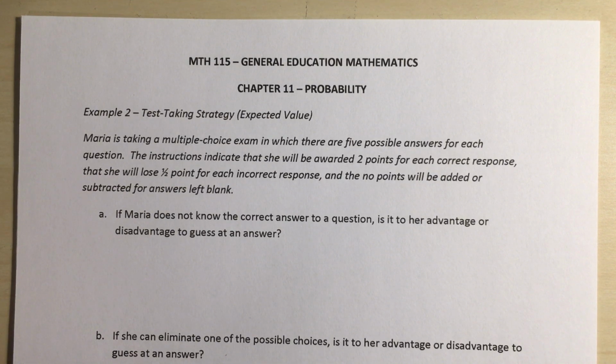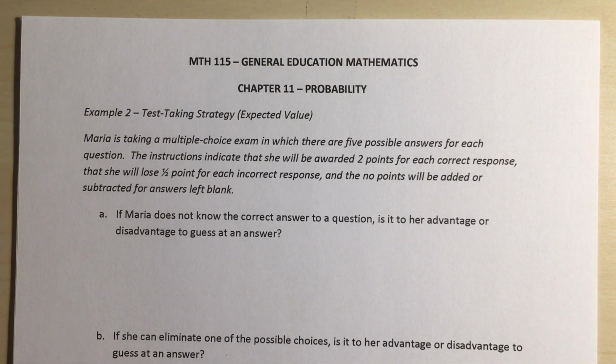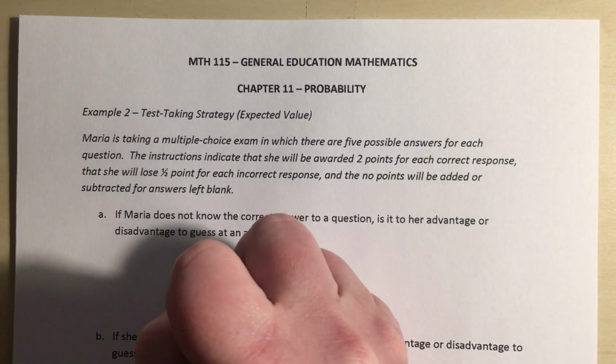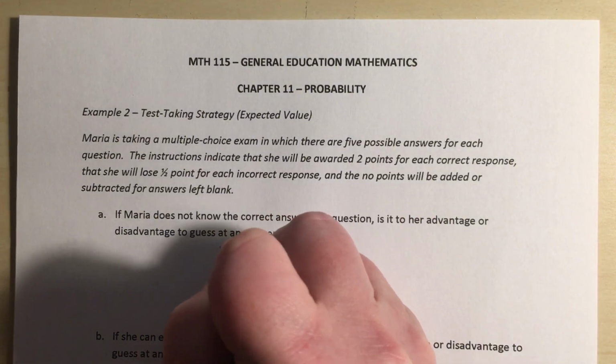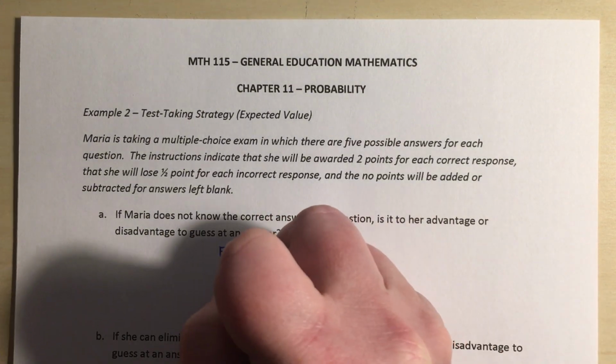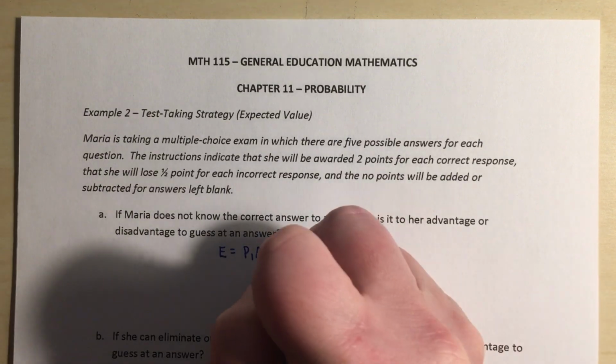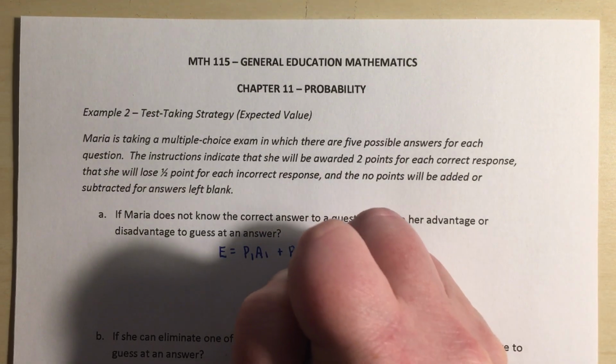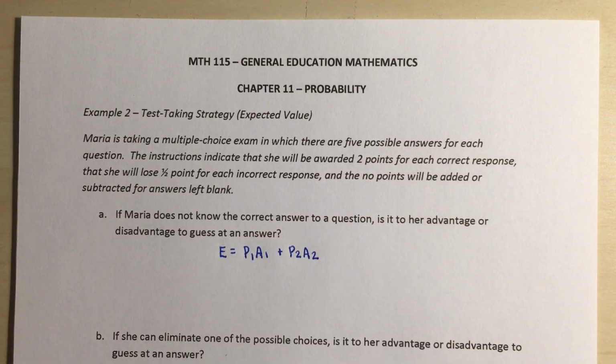So, if Maria does not know the correct answer to a question, is it to her advantage or disadvantage to guess at an answer? Right, so what we're going to do, we're going to use our expected value formula. Okay, and our 2 probabilities are going to be that she guesses correctly or guesses incorrectly. Right, so we have P1A1 plus P2A2.